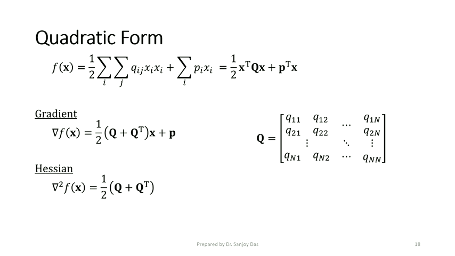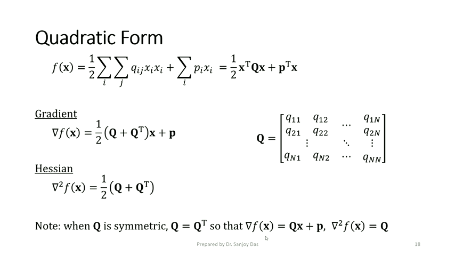Now, what happens when Q is symmetric? Then the expressions for the gradient and Hessian become a little easier, right? Q plus Q transpose, Q equals Q transpose. So I can replace this with twice of Q, and then half and 2 cancel out. So it'll be QX. And the Hessian would simply be Q in that case, right? So del f of x is QX plus P, simple, when Q is symmetric, and the Hessian is simply Q.